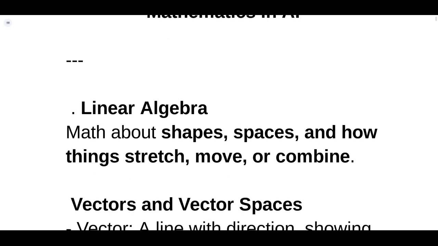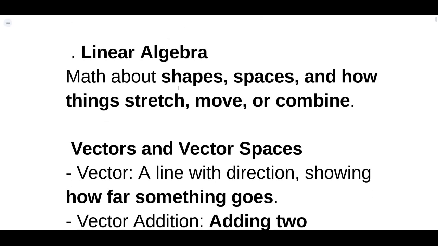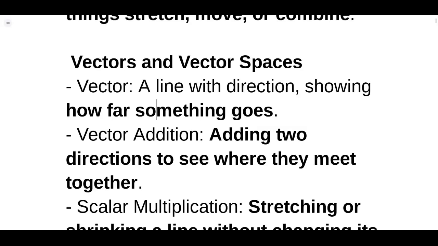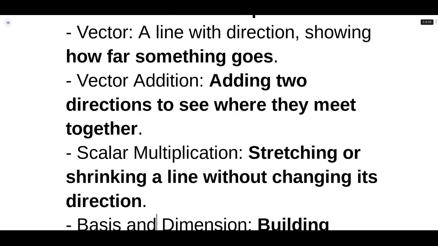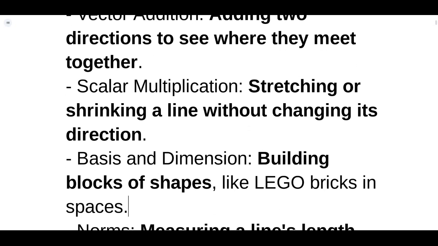Okay, so we'll discuss mathematics in AI in this reading session. So we have linear algebra, maths about shapes, spaces, and how things stretch, move, or combine. Vectors and vector spaces. Vector aligns with direction, showing how far something goes. Vector addition, adding two directions to see whether they meet together. Then scalar multiplication, stretching or shrinking a line without changing its direction.